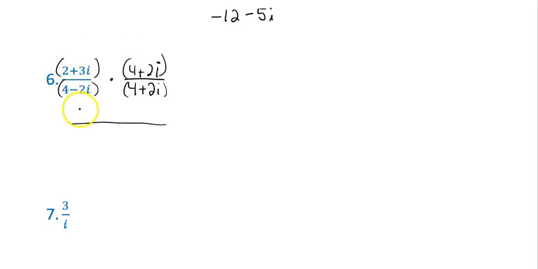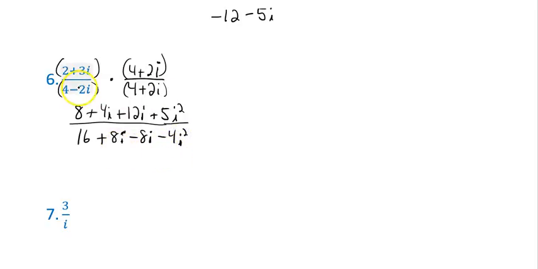So 2 times 4 is 8. 2 times 2i is 4i. 3i times 4 is 12i. 3i times 2i is 6i squared. And don't forget that. I almost made a mistake and forgot to square that. Then on the bottom, 4 times 4 is 16. 4 times 2i would be 8i. Negative 2i times 4 would be negative 8i. And negative 2i times positive 2i would be a negative 4i squared.